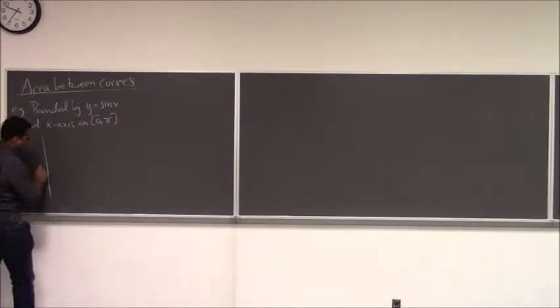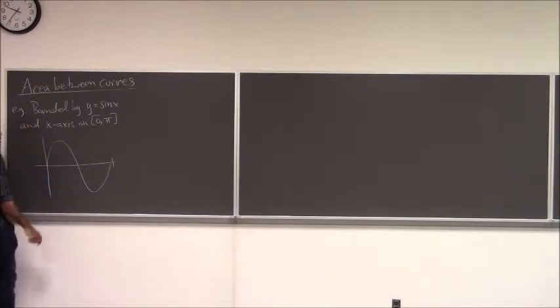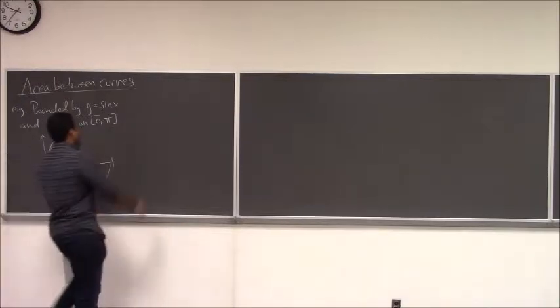So basically the idea here is you have our sine graph doing its thing. 0 is here, pi would be here. So this is the sine graph, and this is the x-axis. And so between 0 and pi, I'm talking about this area right here. How do we find that area?